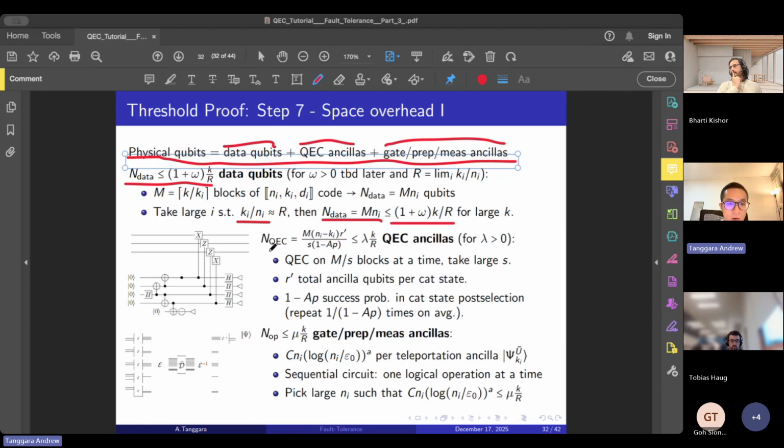Okay, so now we want to bound the ancillas for the QEC cycles. At any given time, the most number of QECs that we do is on M over S blocks. Because we further partition these M blocks into S partitions. In each partition, I'm going to have M over S blocks, and I'm only going to do QEC on that partition, and just traverse through them.